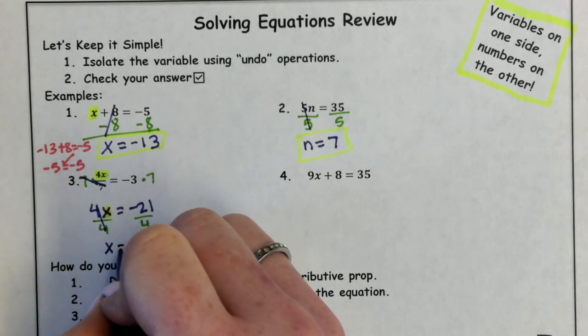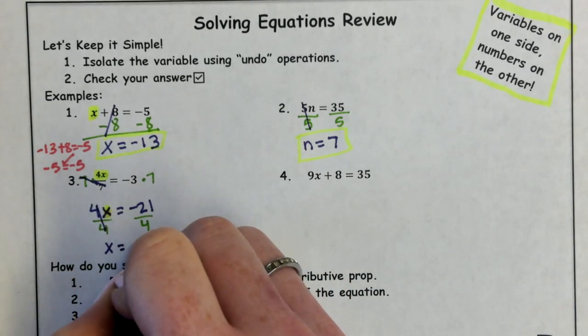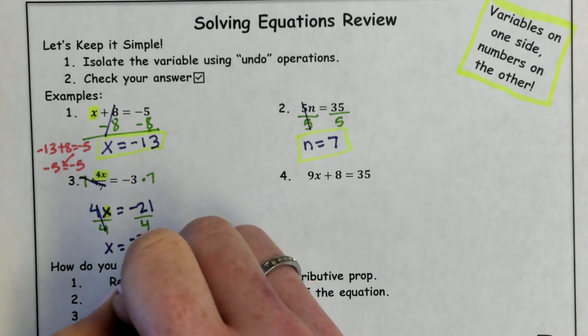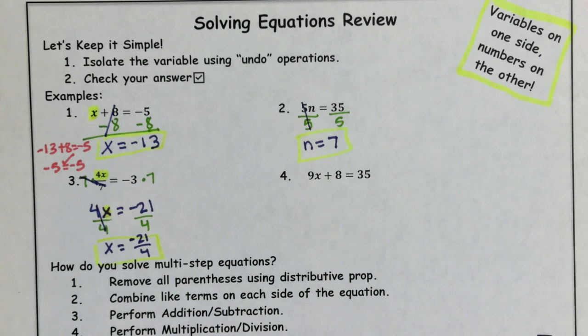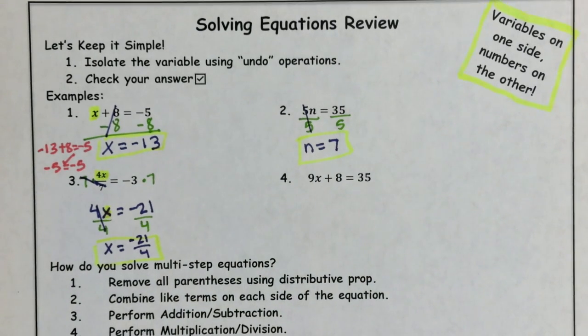And I'm left with x equals negative 21 over 4. That doesn't simplify, so we're just going to leave it as a fraction, and that's your answer. Okay? So let's look at this other two-step.